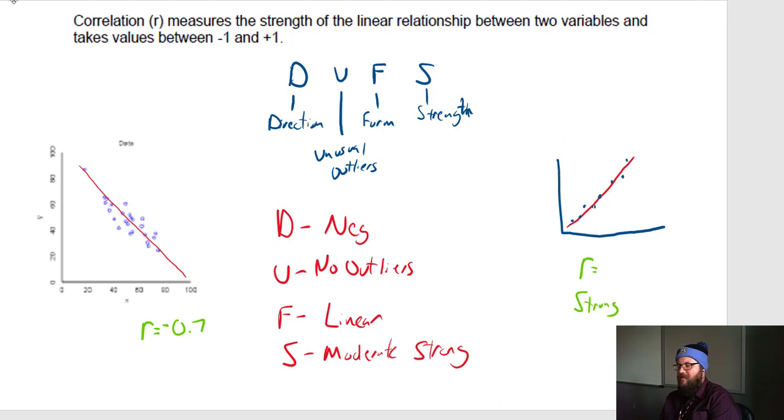On this side though, if we have a strong correlation, we're calling this strong, and it's positive, that could be close to 1, right? Could be close to 1. Maybe 0.999 or 0.98. Be pretty close to 1.